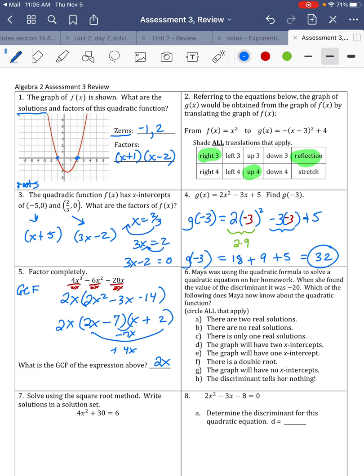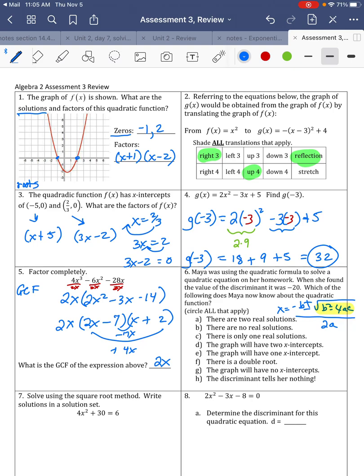So basically, remember the discriminant. Your quadratic formula is negative b plus or minus the square root of b squared minus 4ac, all over 2a. The discriminant is this piece right here, not the radical part, but the stuff inside the radical. So b squared minus 4ac was negative 20, that means it's going to be imaginary solutions.